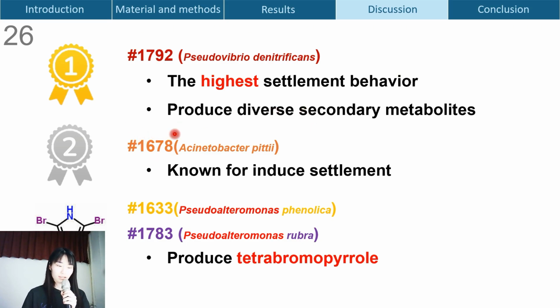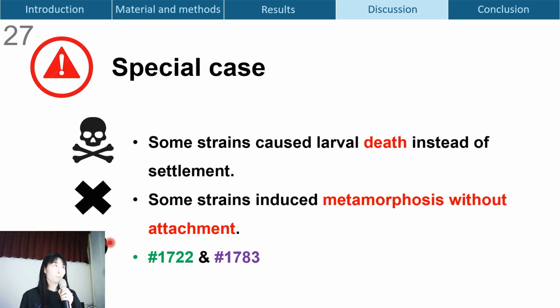And 1678 is known for inducing settlement behavior, but we haven't known what chemical cues it can produce. And as for the 1633 and 1783, we all know they can produce tetrabromopyrrole that we mentioned earlier. This chemical can induce settlement.